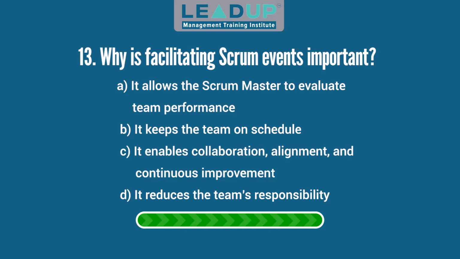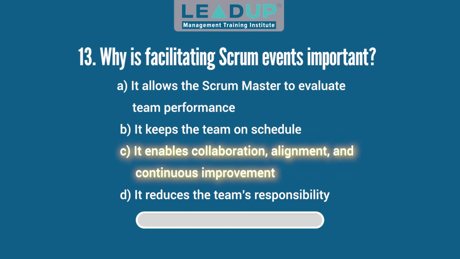Question 13. Why is facilitating Scrum events important? A. It allows the Scrum Master to evaluate team performance. B. It keeps the team on schedule. C. It enables collaboration, alignment, and continuous improvement. And D. It reduces the team's responsibility. Answer: it enables collaboration, alignment, and continuous improvement.